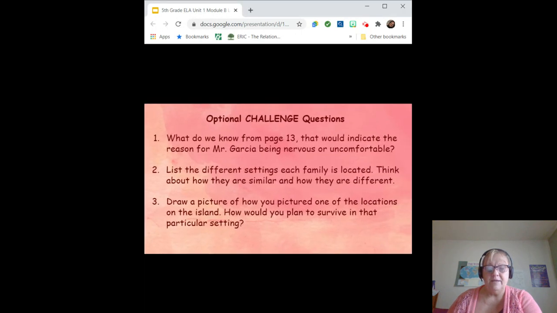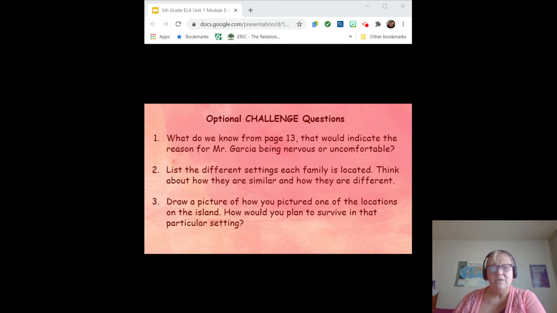Here are some challenge questions for you about what we read today. Think about using the context clues and how the characters were interacting to answer the questions. You can do this. Here are the questions that are challenge. This is optional, but I think it would really be very beneficial for your reading skills.